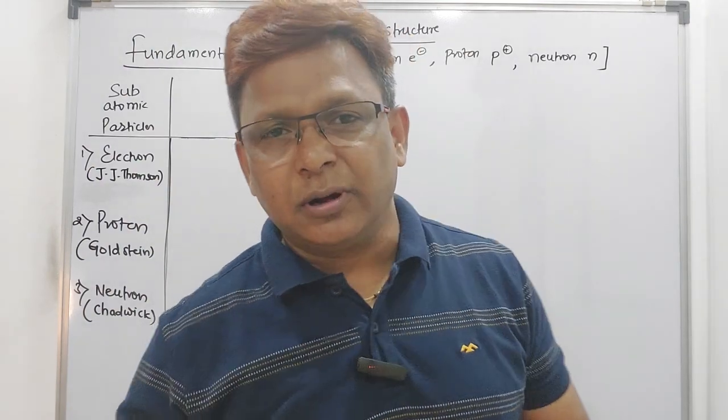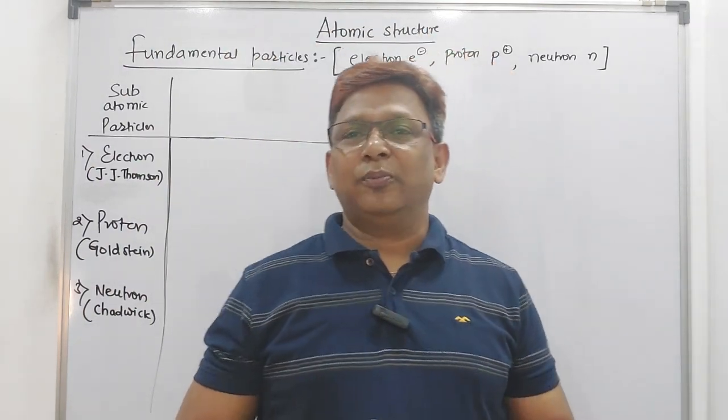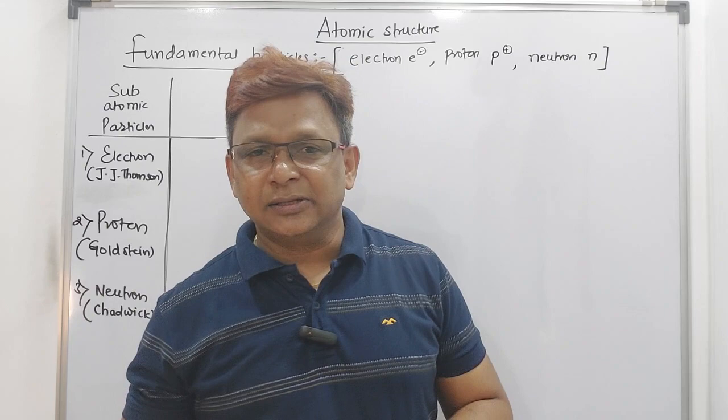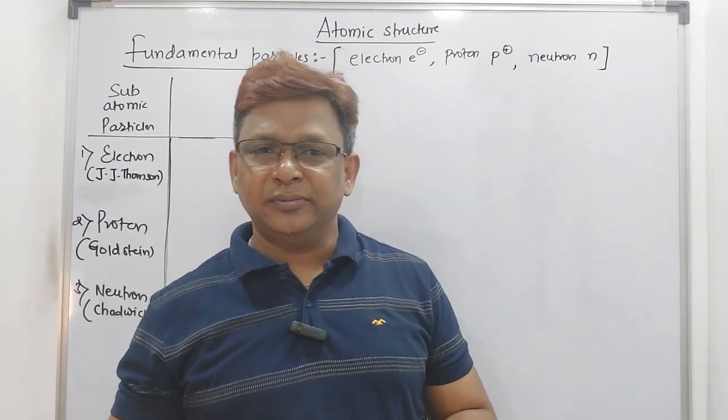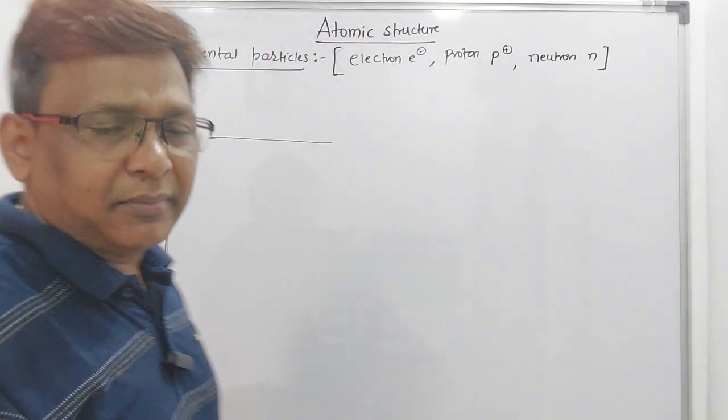So electron was discovered by whom? J.J. Thomson. Proton was discovered by whom? That is Goldstein. And neutron was discovered by whom? Chadwick. Right? Now we'll see the mass.